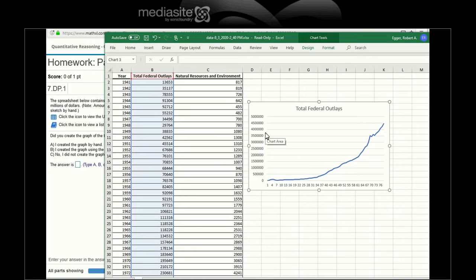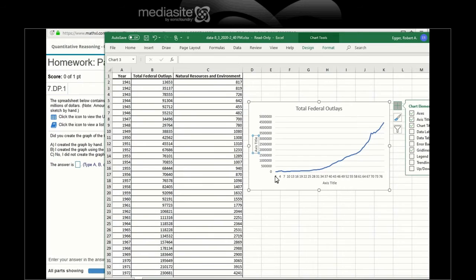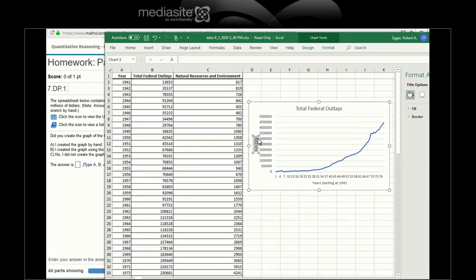In which we have to recognize that these are the years, starting at 1941. Of course this is the budget in millions of US dollars.